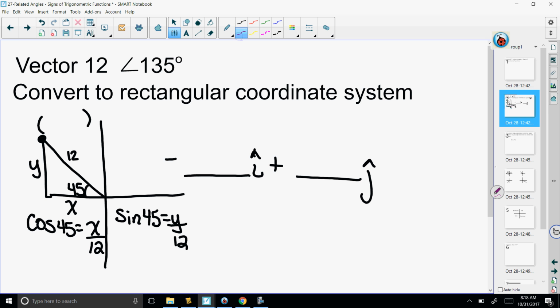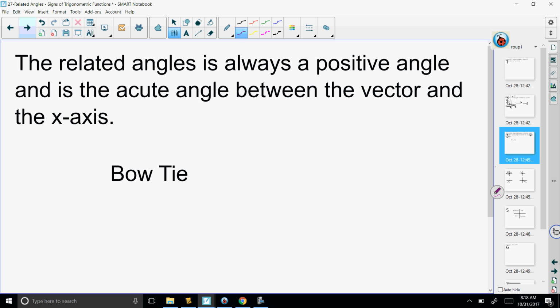What they want to point out in this lesson is that this angle right there is known as the related angle. So when we talk about related angles, it's always going to be the positive angle, the acute angle between the vector and the x-axis. So even if we talk about negative 30 degrees, we refer to it as positive 30 degrees in our calculations.